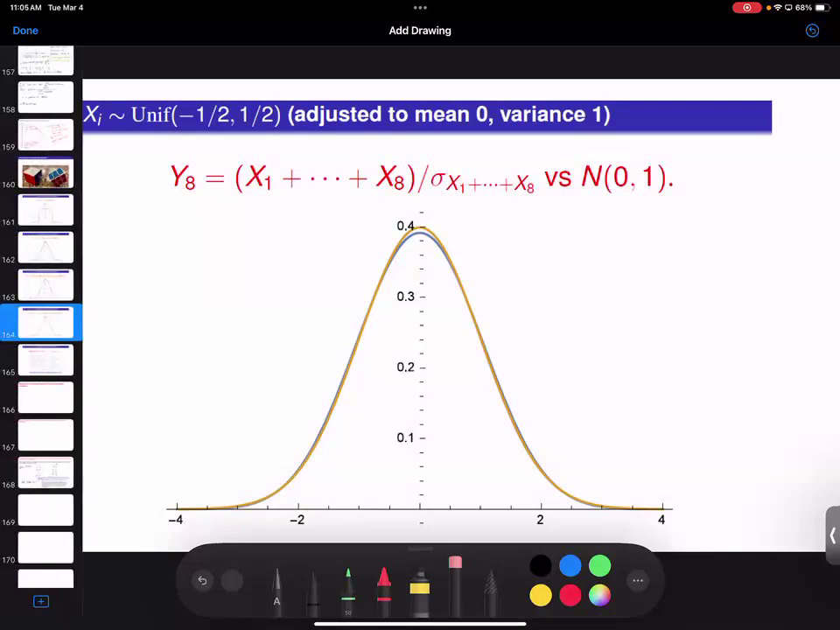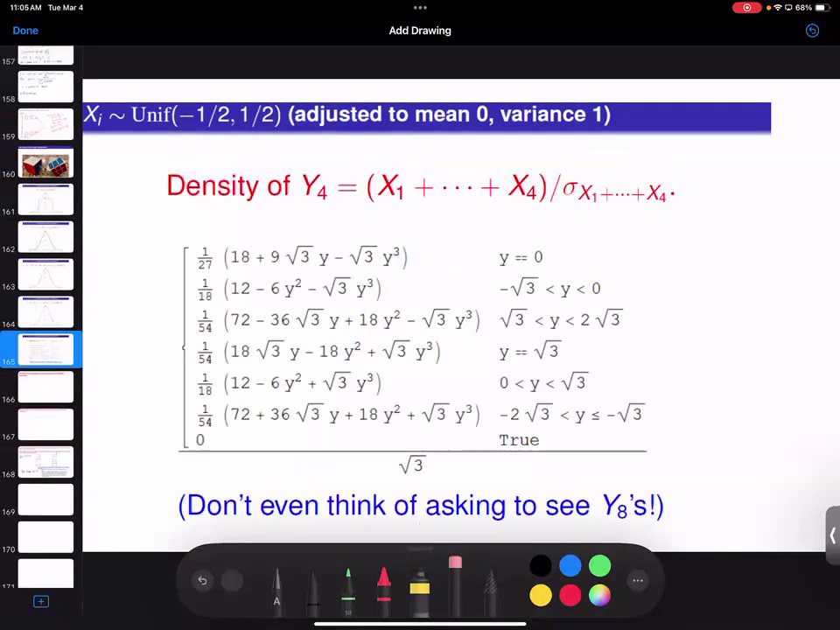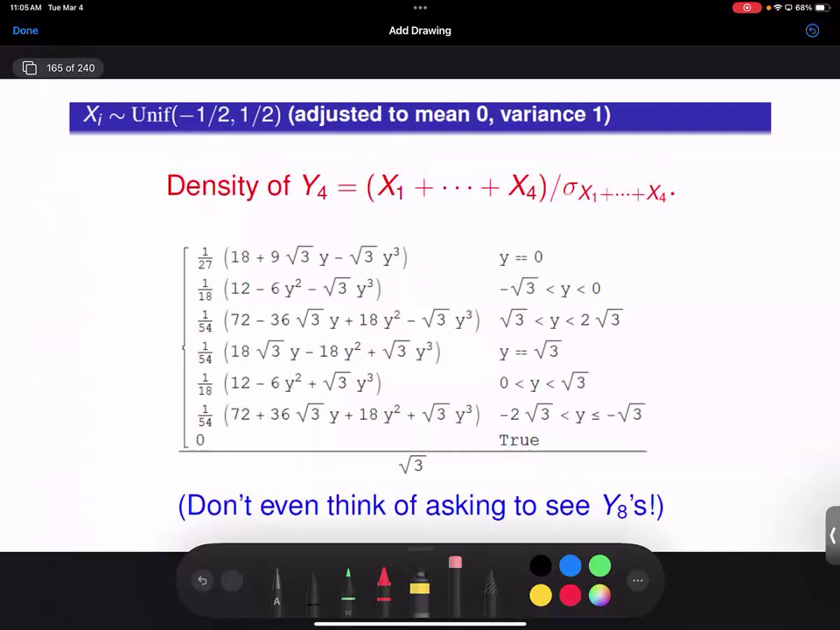Or I could just show you the slide. Any preference? Somebody better speak, slide or speak. Okay, slide wins. So here is the density for the sum of 4 uniform random variables rescaled to have standard deviation 1.